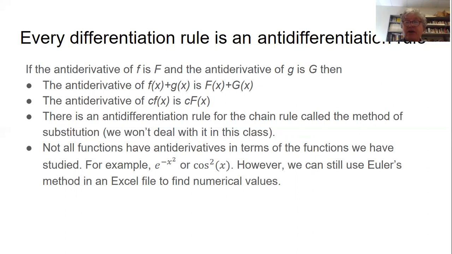However, even though we don't have formulas, we can still find numerical answers. Because we're taking an antiderivative, that means we're given the derivative. So if we know how things are changing, we can use the microscope equation. That's Euler's method, just using the microscope equation again and again, taking little steps. And so we can use an Excel file or something to find numerical values still.